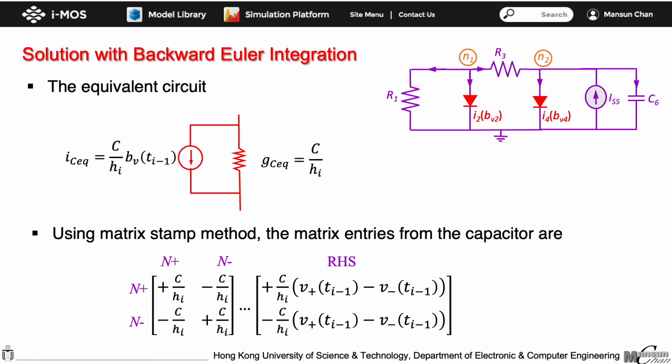The matrix entry also indicates that the capacitor can be treated as an equivalent circuit composed of a constant current source plus a resistor in parallel. And the values are known when performing iteration at time Ti. Then, all the simulation methodology given in the previous videos can be used. To start the iteration, an initial condition of the branch voltage at T0 is needed. If this value is not provided, it will commonly be treated as 0.